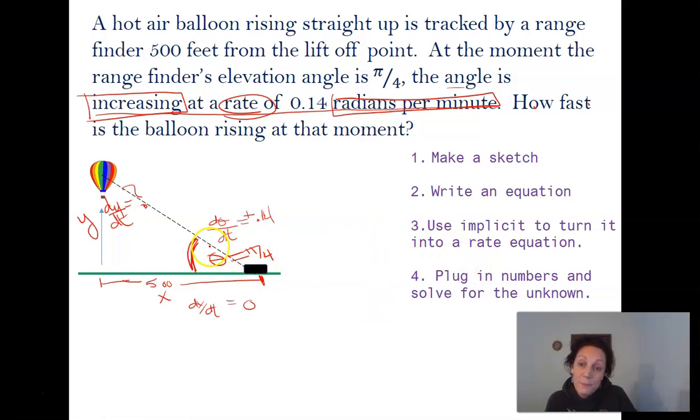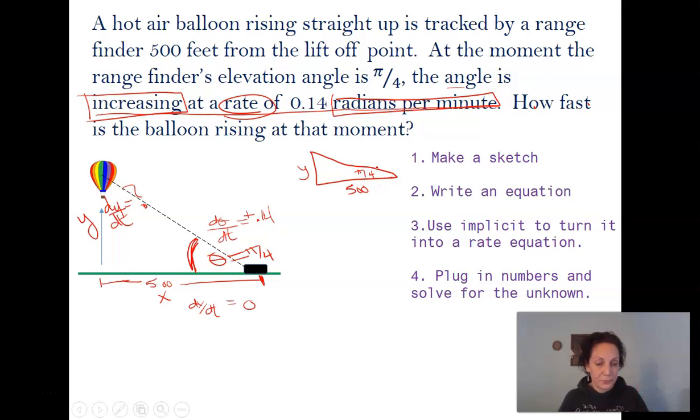So this rate at which that's changing is the big question. Big messy sketch here, but I've got 3 things kicking around. Long story short, I have a triangle at some point. This is y, I don't know what it is. This is 500, and this angle is pi over 4 at some point. So I need an equation that relates all of the variables they gave me.